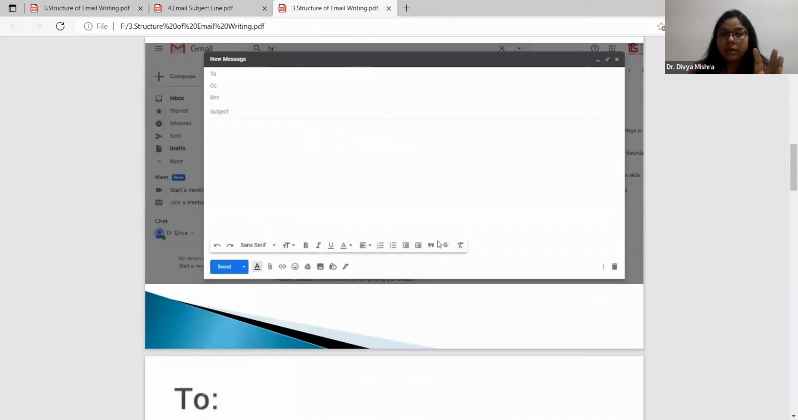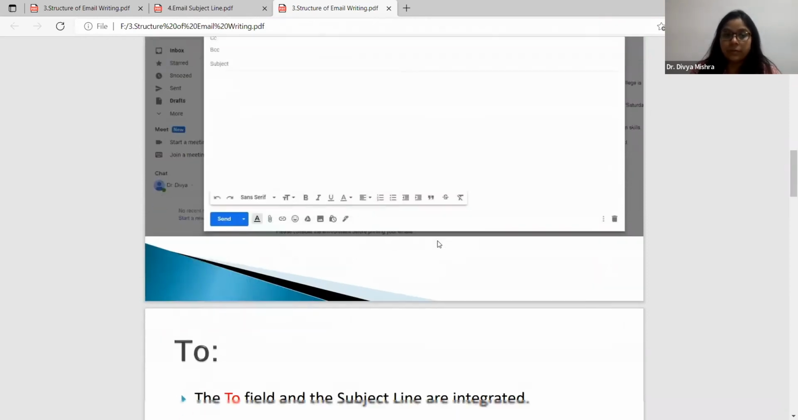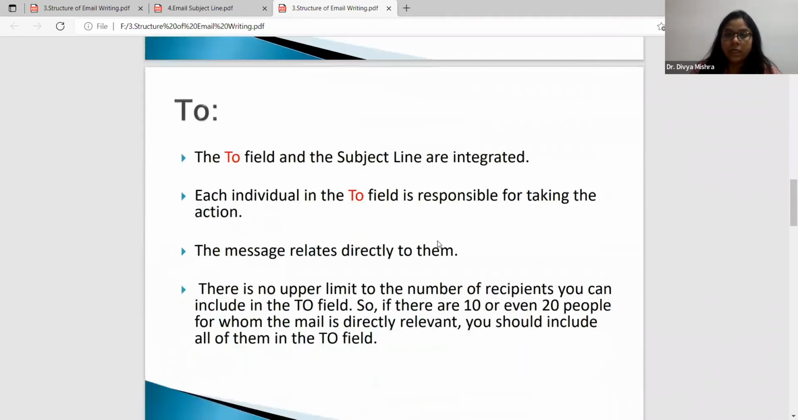This is the structure. Whenever you want to create a new message in your email, you will see the structure: To, CC and BCC, then subject, and then rest of the things you need to write. And there is the send button. So understand the importance of To, where we write emails into. The To field and the subject line are integrated. Each individual in the To field is responsible for taking action.